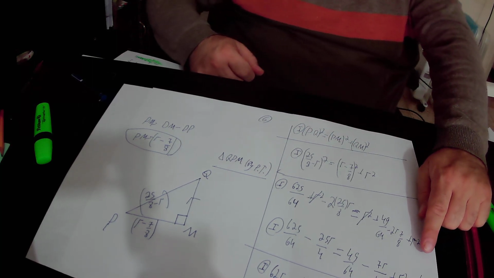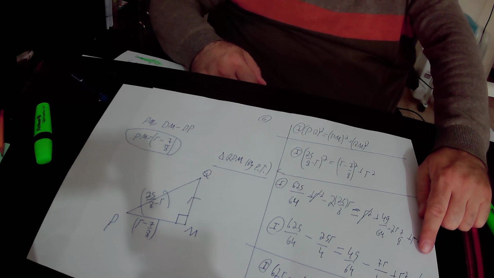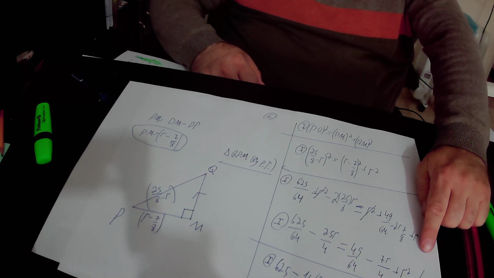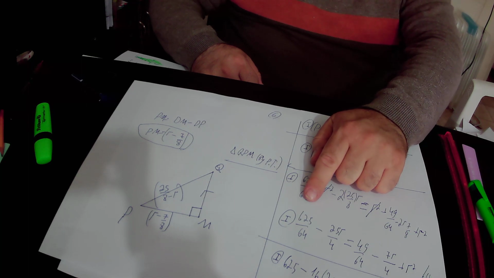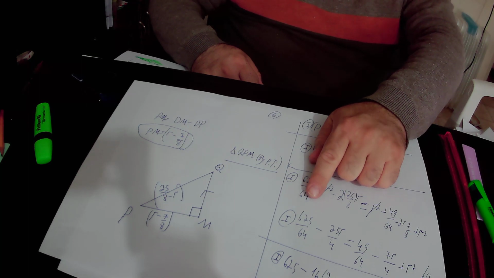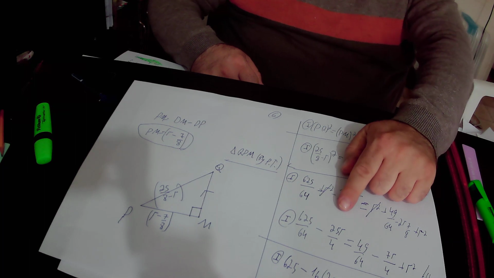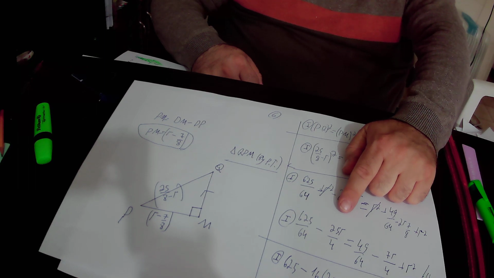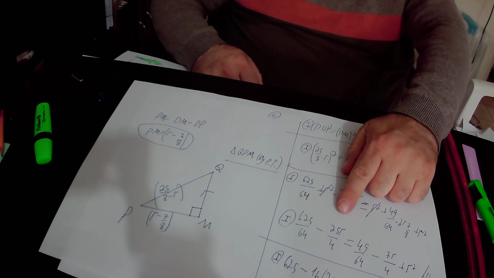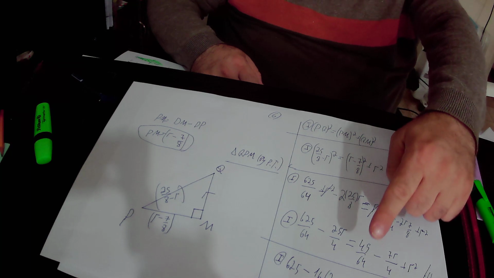Here we multiply this equation, equation number 1, by 64, and we get that 64 over 64 is 1, so we are left only with 625. And here 64 minus 64 over 4 is minus 16, so this expression equals in total minus 16 times 25r.